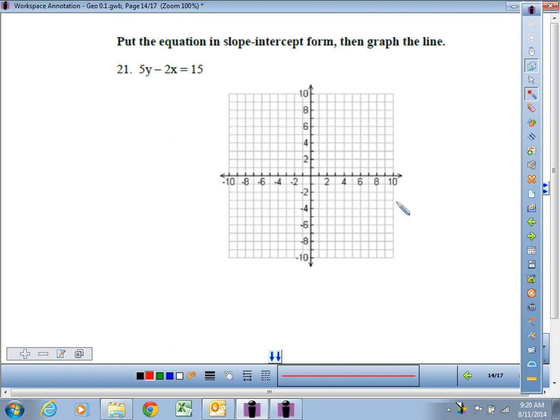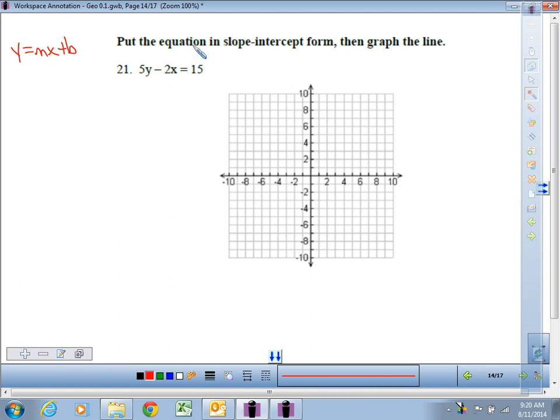Now, if we look at number 21, this is not in a nice, pretty slope-intercept form equation. Slope-intercept means that the graph is solved for y, but this equation is not solved for y because it's got y and x on the same side. It's got a 5 in front of the y. So we need to put this standard form equation in slope-intercept form.